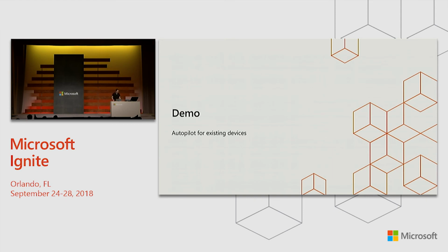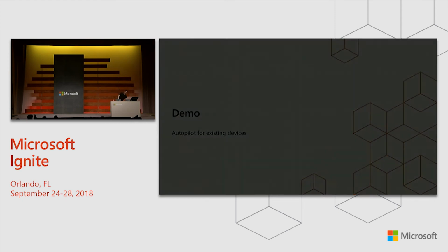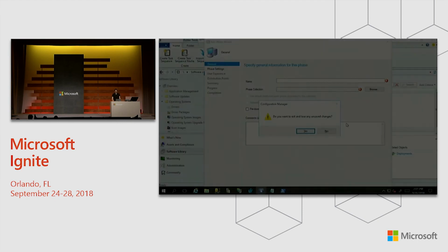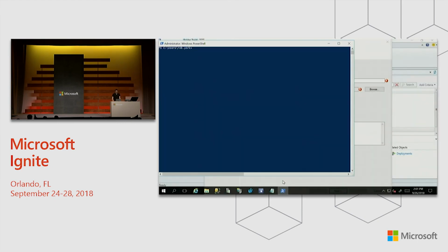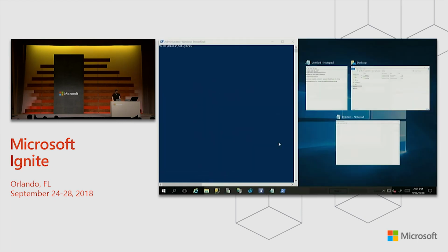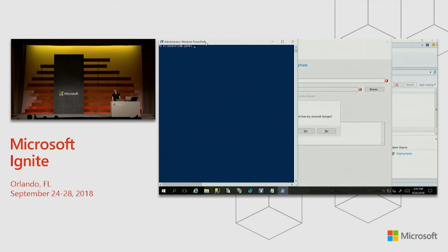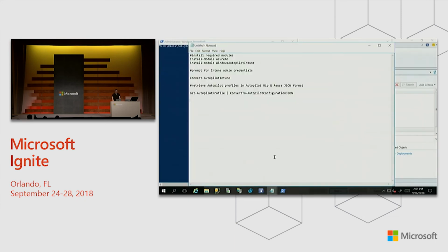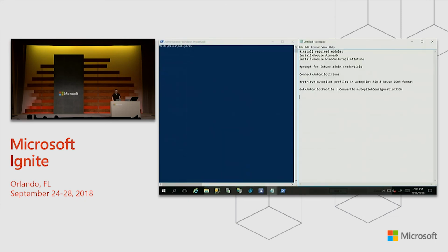The way that we achieve the Autopilot experience on these existing devices is to provide an Autopilot configuration file in the form of a JSON file. You can craft this manually, but the easiest way to get this is using the existing Autopilot cmdlets. And I'm just going to quickly connect to Intune. So you log on with your tenant administrator.